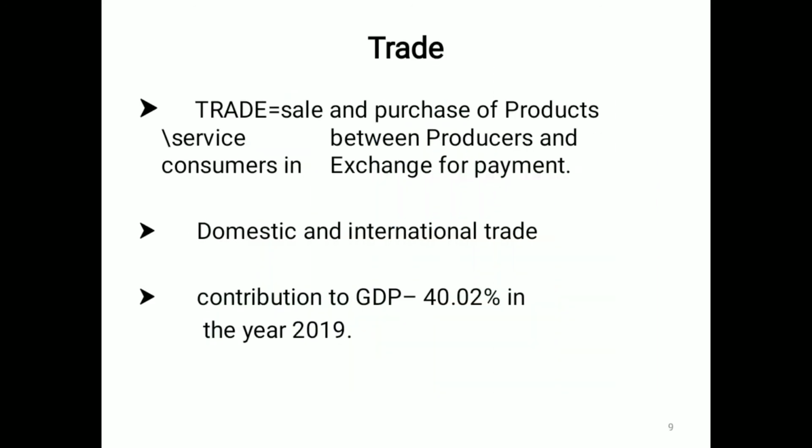The next service is trade. Trade is the sale and purchase of products or services between producers and consumers in exchange for payment. There are two types of trade, domestic and international trade. The contribution of trade to GDP is 40.02% in the year 2019.